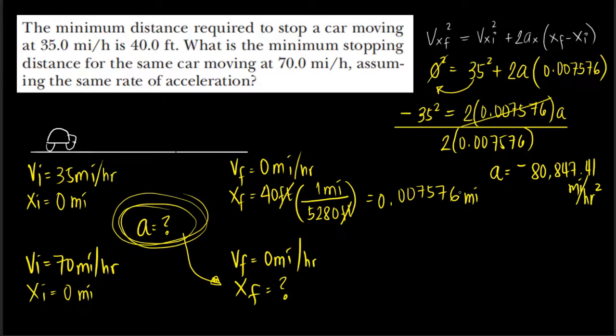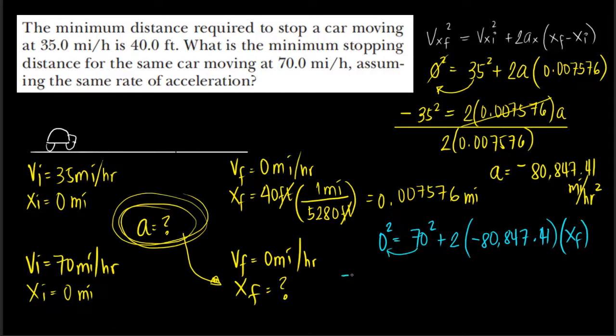Let me just change color. Okay, now, Vxf is 0 squared. Initial velocity 70 squared plus 2 times the acceleration we have, negative 80,847.41. The x final is what we are looking for. x initial is 0, so don't write that. We don't care. Okay, so 70 squared, we can transpose it.